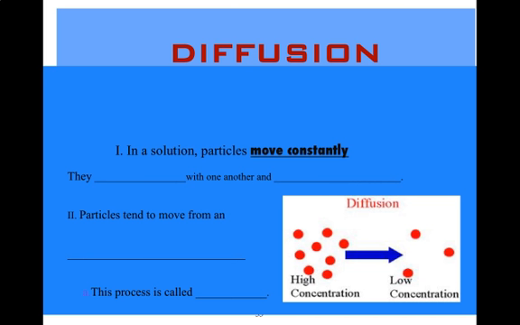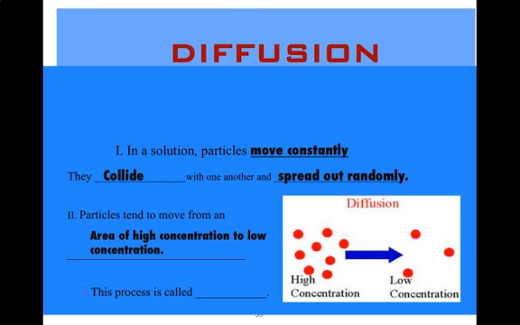The first and probably most important information as part of this section is that in solutions, particles are moving constantly. They never sit still, they're never just stagnant, they're always moving back and forth in a solution. As they're moving, they are colliding with one another and they will spread out randomly from this collision. As this happens, particles tend to move from an area of high concentration to an area of low concentration.